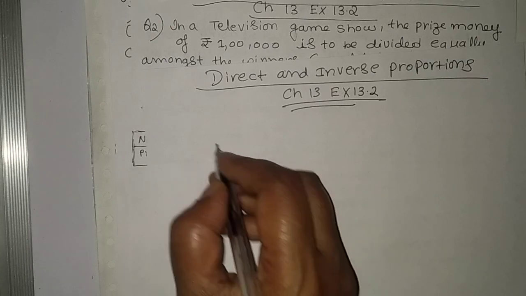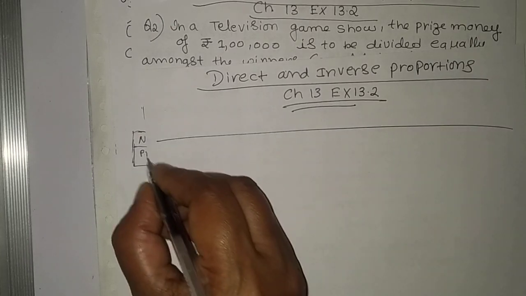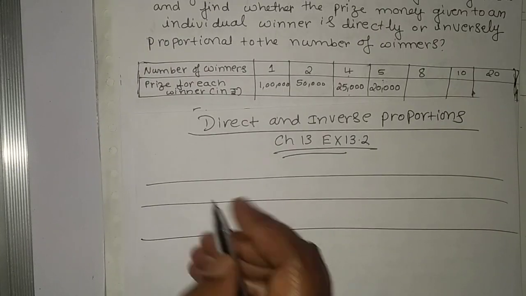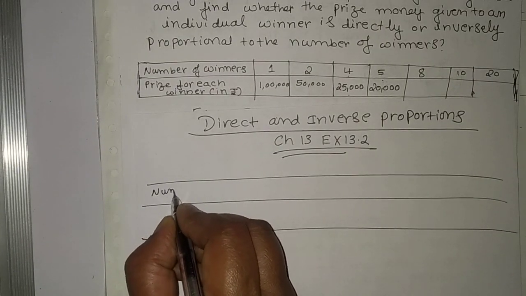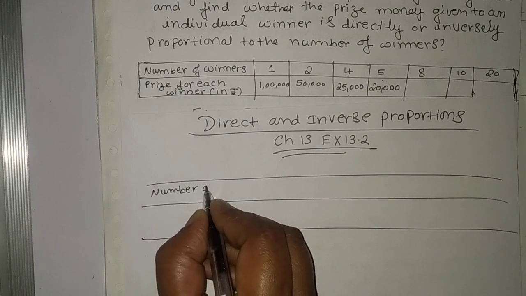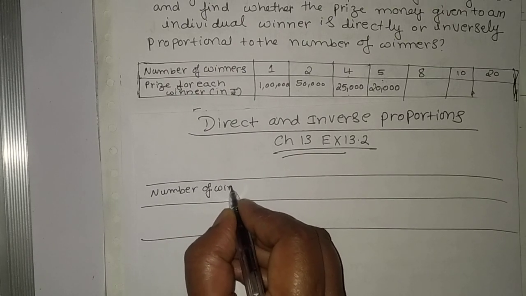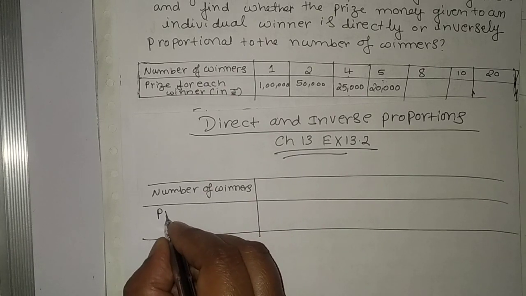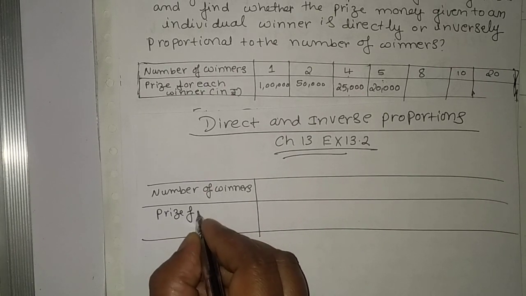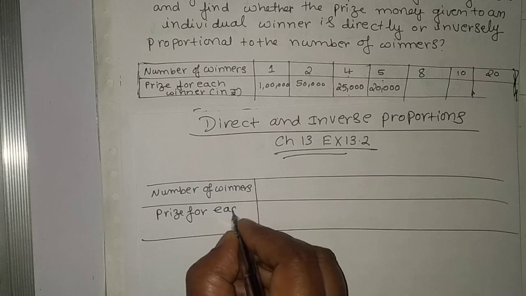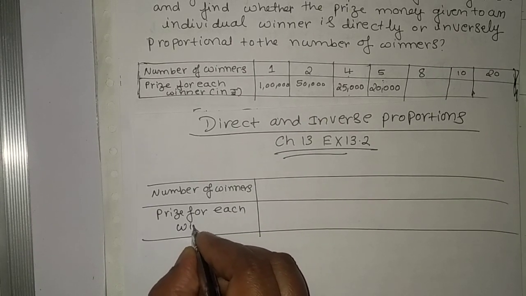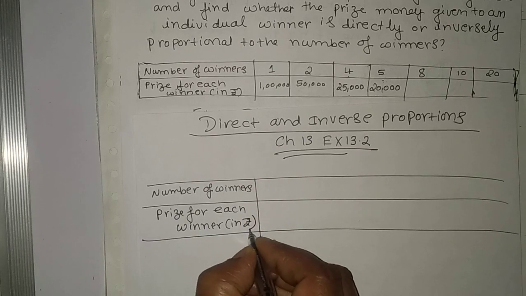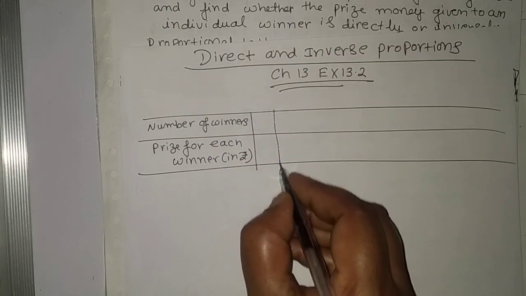So next is, we'll write down the table here once again, just a rough sketch I'll write. See, this is number of winners, and this is prize for each winner in rupees. Therefore what is the table?